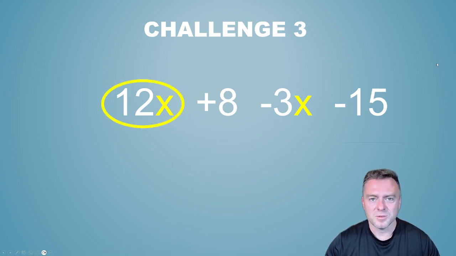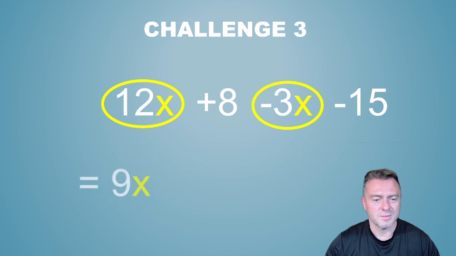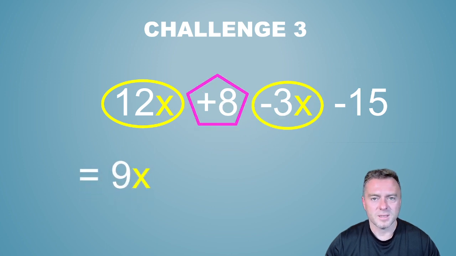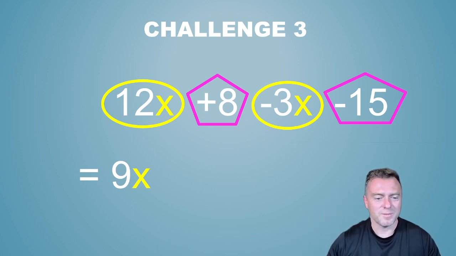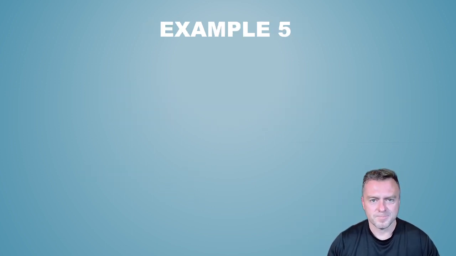So in this case here, we have 12x minus the 3x, which gives us 9x. And then we have plus 8 minus 15. So it's the same as me giving you $8, but then ripping away 15. So that gives you -7.